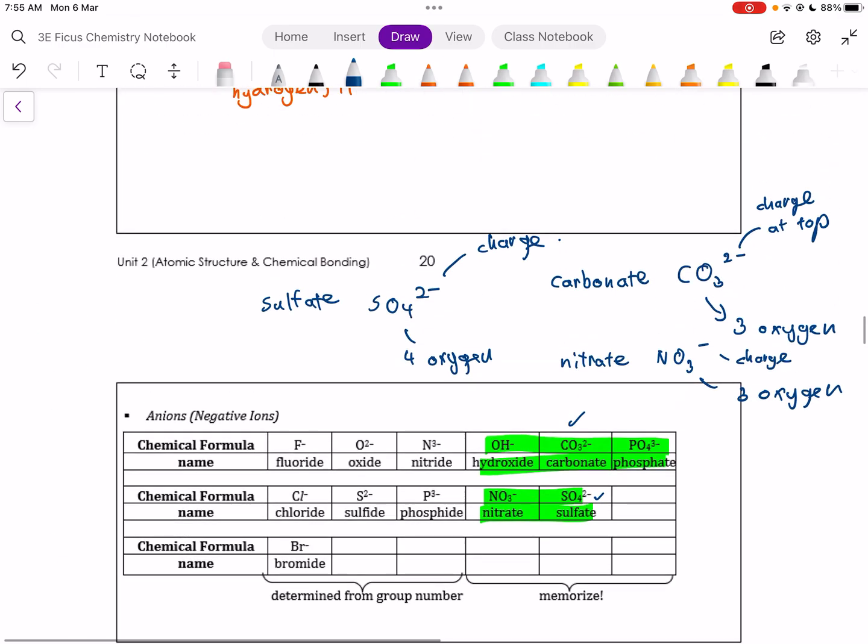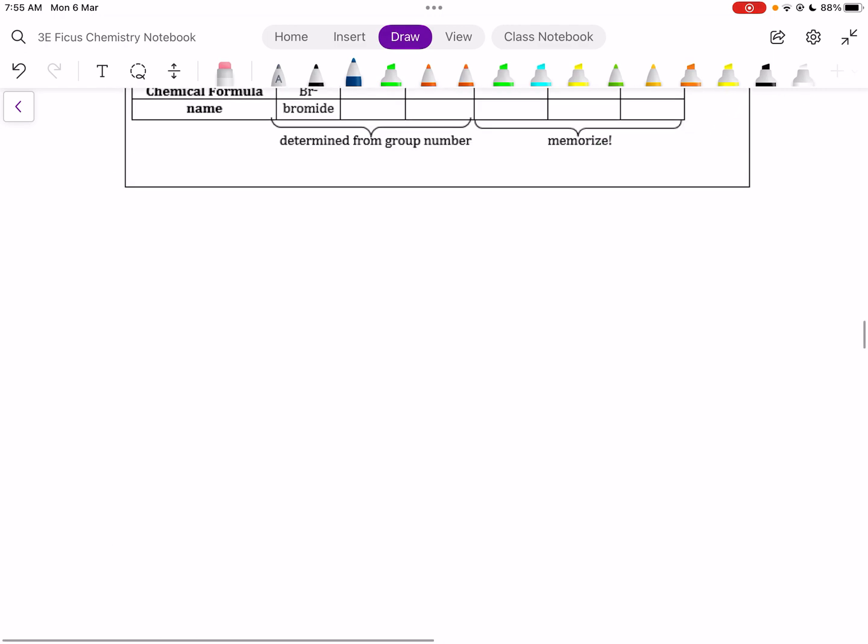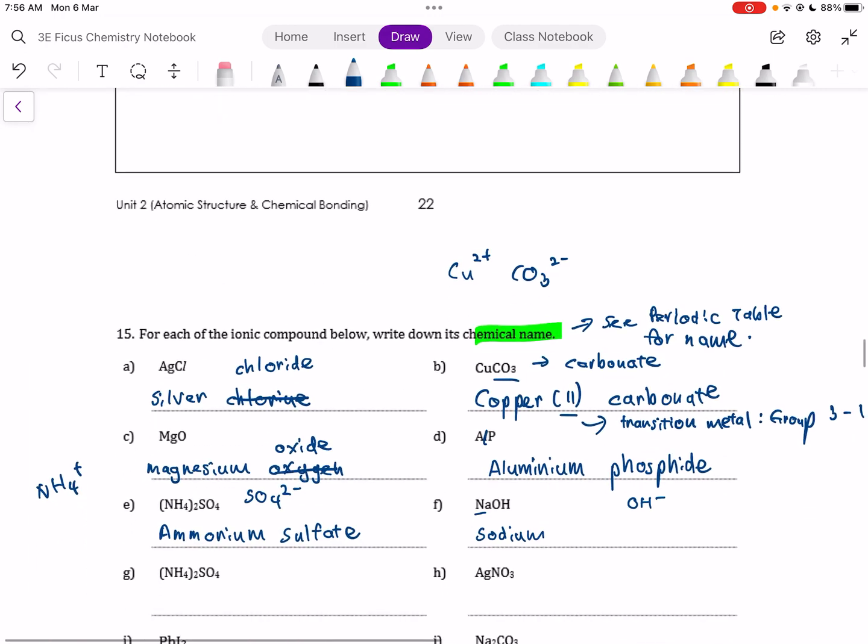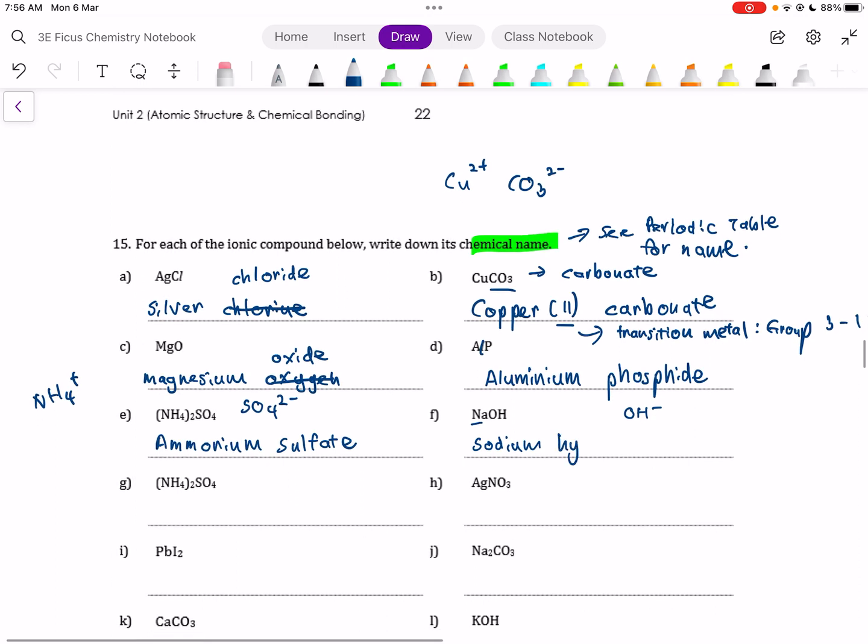Just let me refer back. So constantly refer back to this part in the notes as well as your periodic table to do this part. Sodium hydroxide. Oh, yeah, I think there's a repeat of ammonium sulfate.